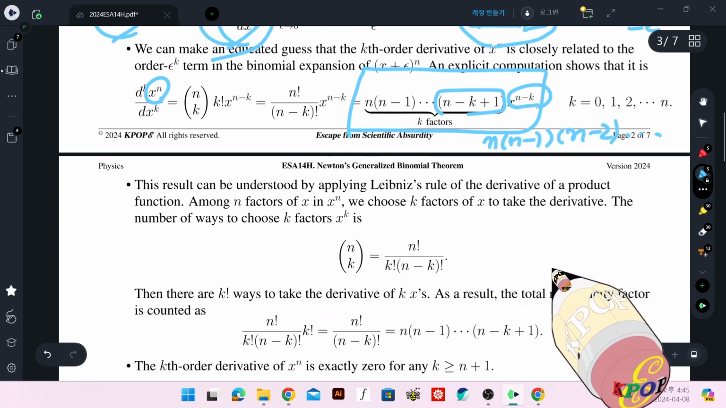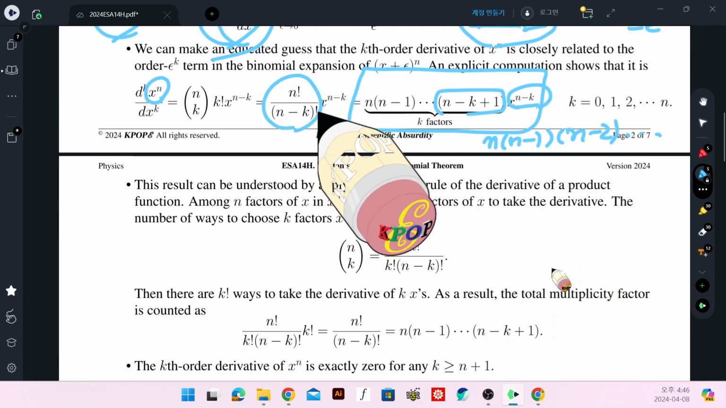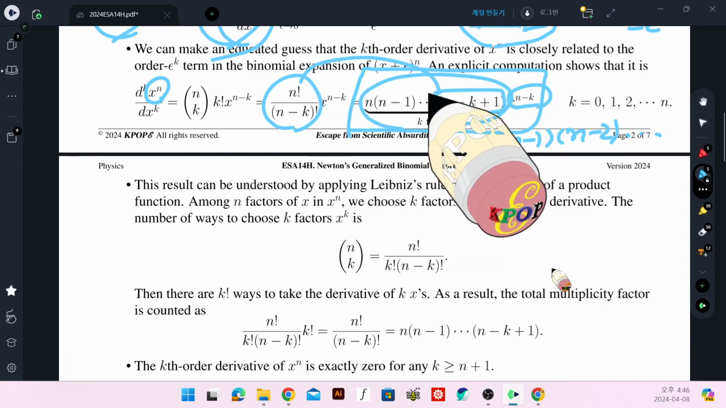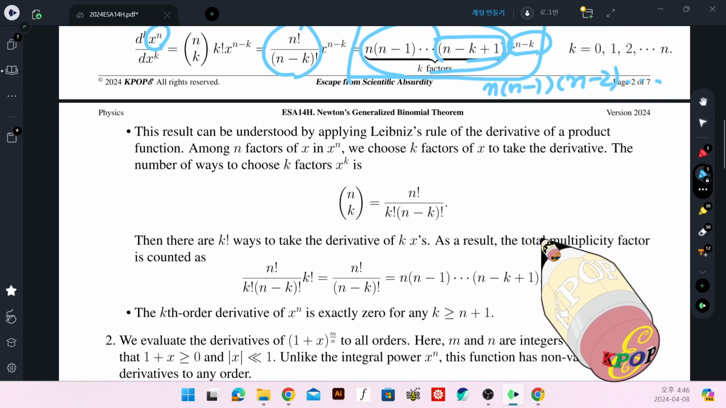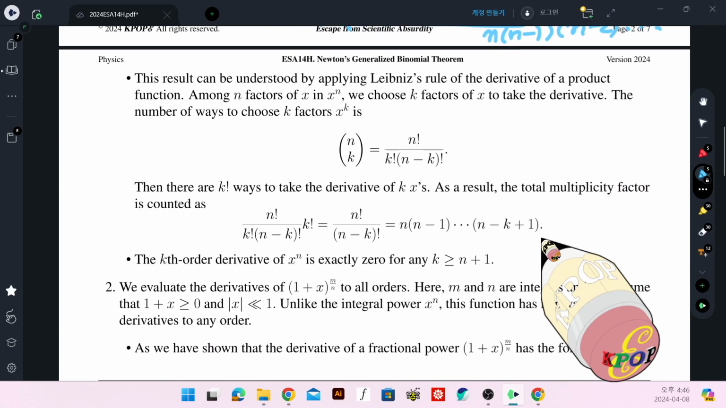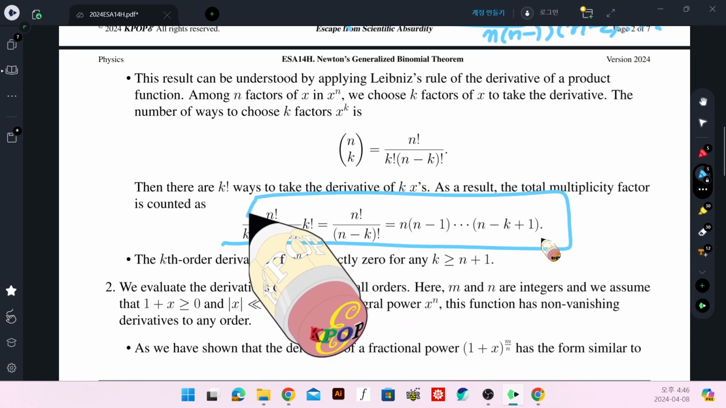Finally, this one, they are the same. Okay, this is what we have found.